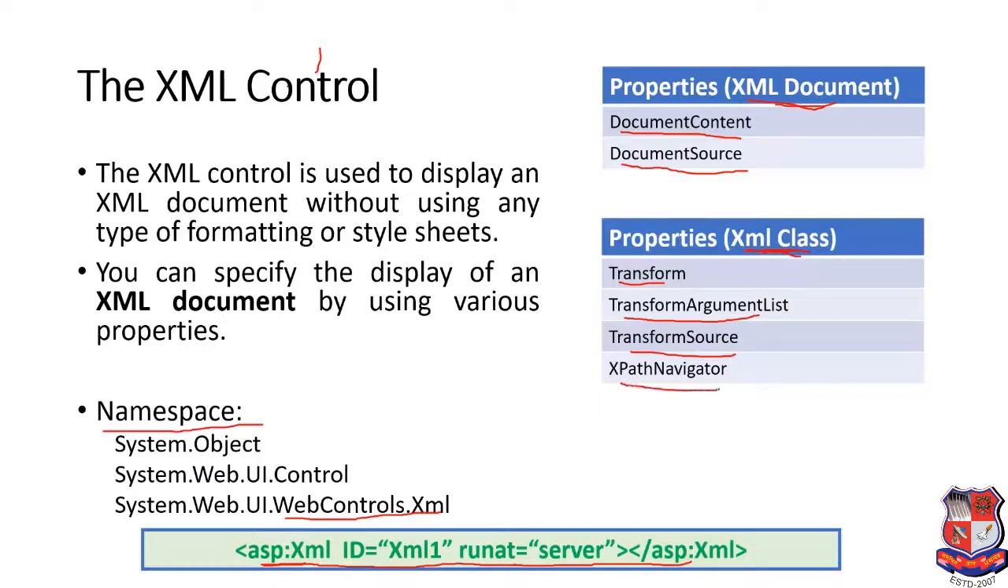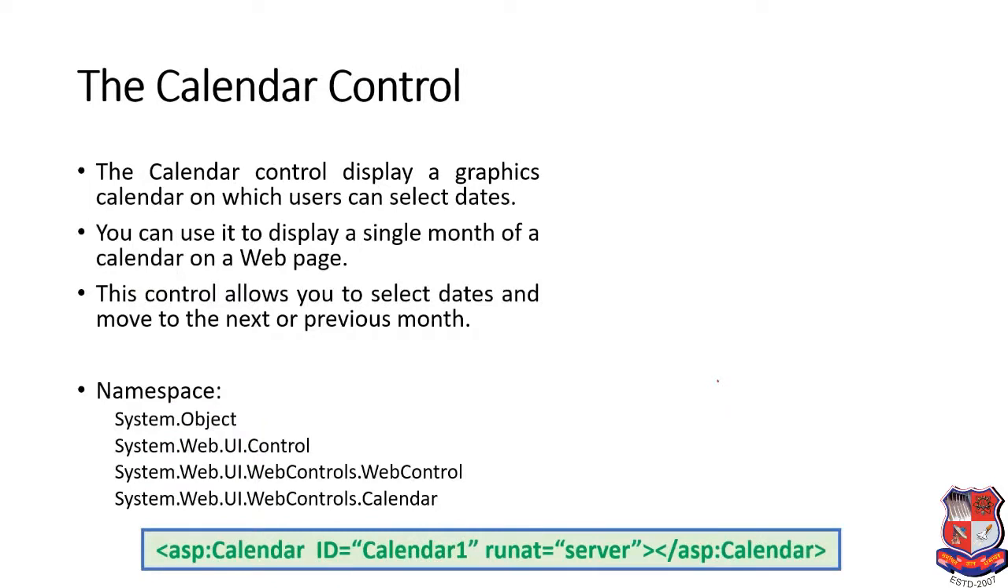And the last one is XPathNavigator. It specifies a cursor model for navigating and editing the XML data associated with the XML control. That's it for the XML control. Now we'll discuss our next control, that is the calendar control.